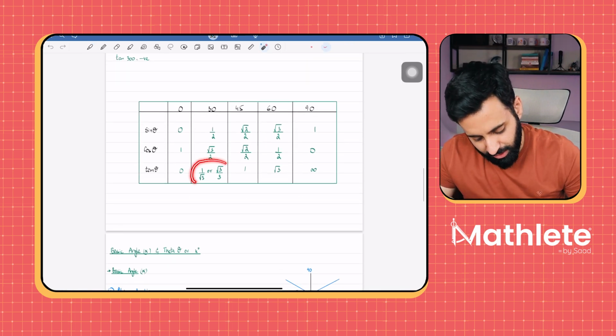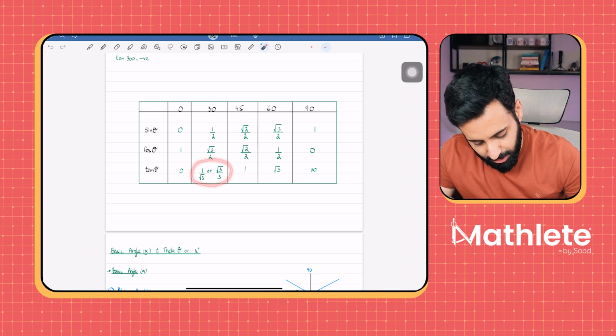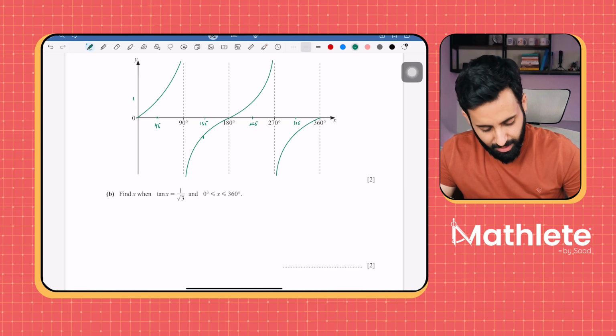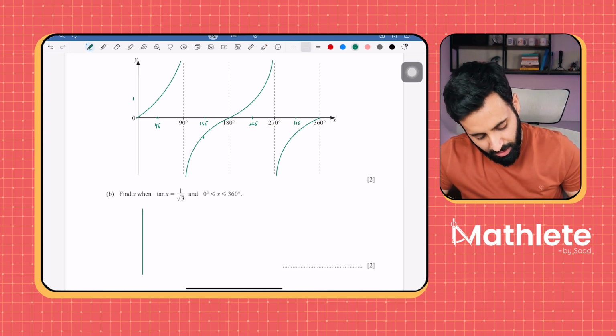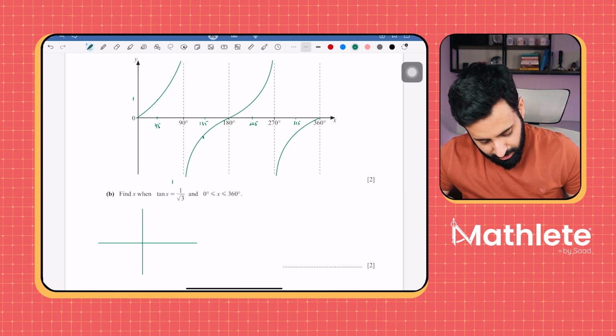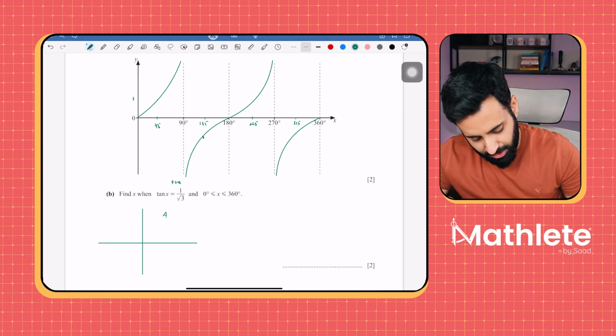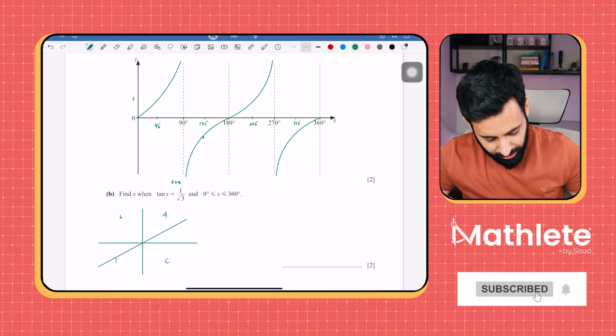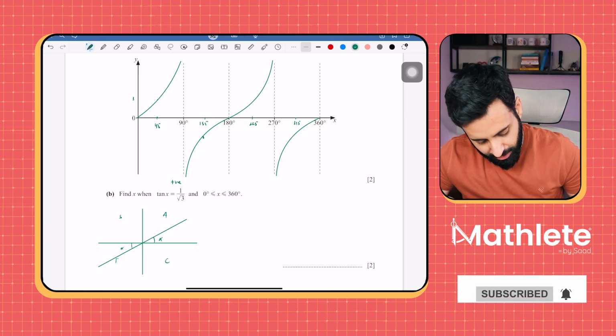Now, notice that tan 30 is equal to what? Tan 30 is equal to 1 upon root 3. And here also we have tan x, which is equal to 1 upon root 3. Now, first thing, we see that it's positive. That means it could potentially be in the first or the third quadrant. Now, what's alpha equal to?